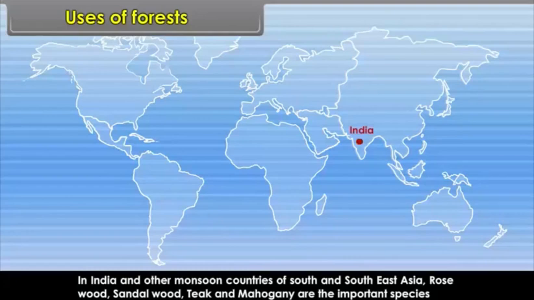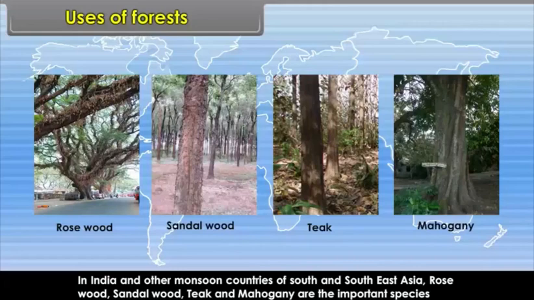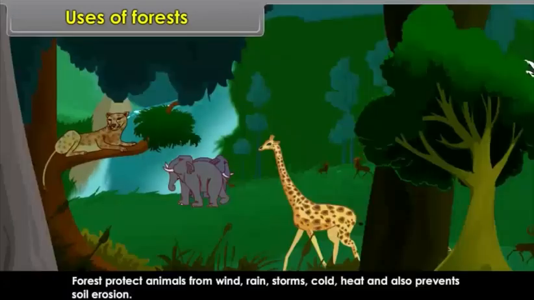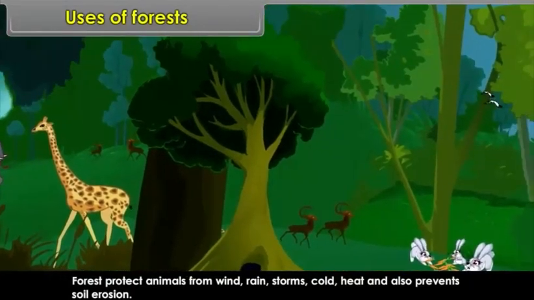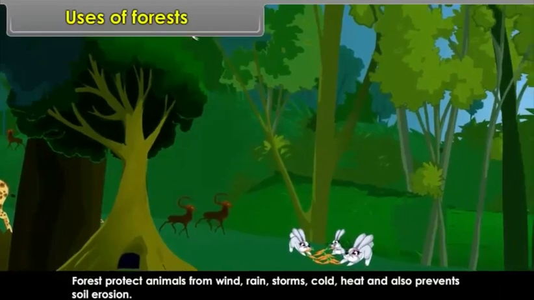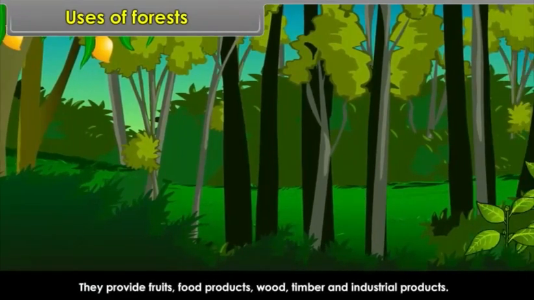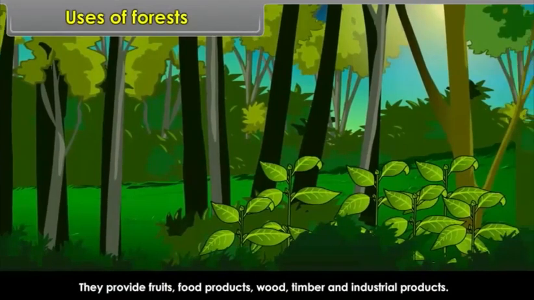In India and other monsoon countries of South and Southeast Asia, rosewood, sandalwood, teak and mahogany are the important species which have been used economically to a large extent. Forests protect animals from wind, rain, storms, cold, heat, and also prevent soil erosion. They provide fruits, food products, wood, timber, and industrial products.